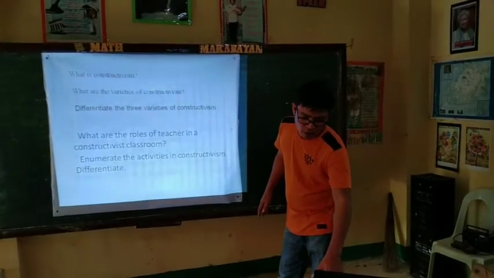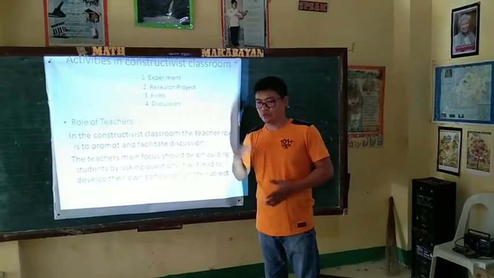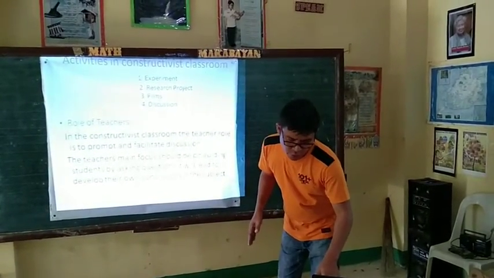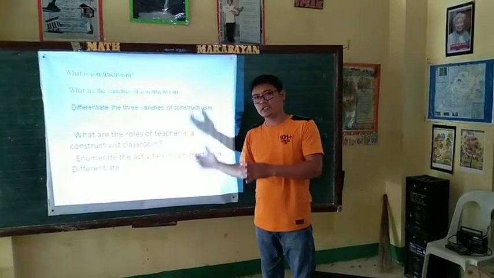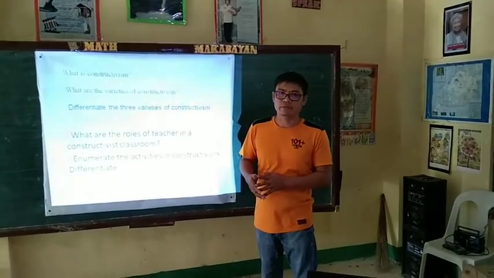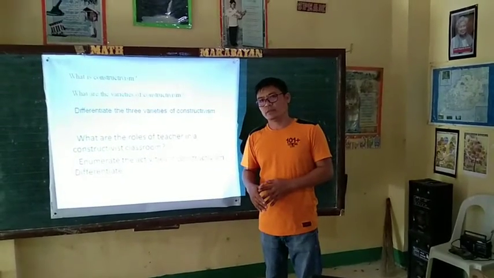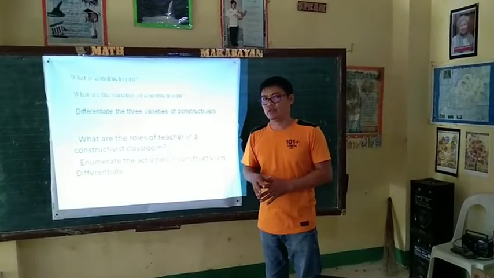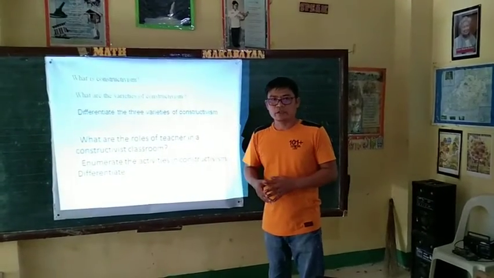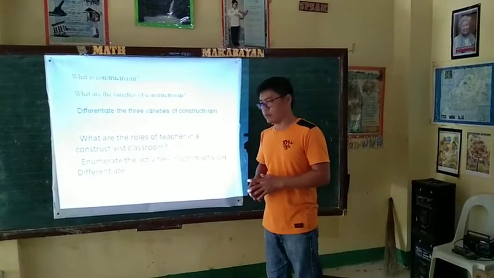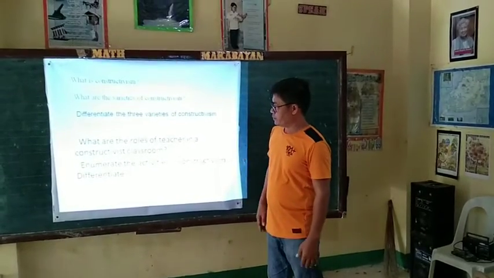Now, what have you learned in our lesson? Anybody? Yes, of course. I will repeat. This is the question: what is constructivism? So you defined a while ago what you mean by constructivism. Very good. Then the varieties of constructivism. How many are those? There are three varieties of constructivism. Then what could be the difference between the three varieties? We have the educational, philosophical, and sociological constructivism.